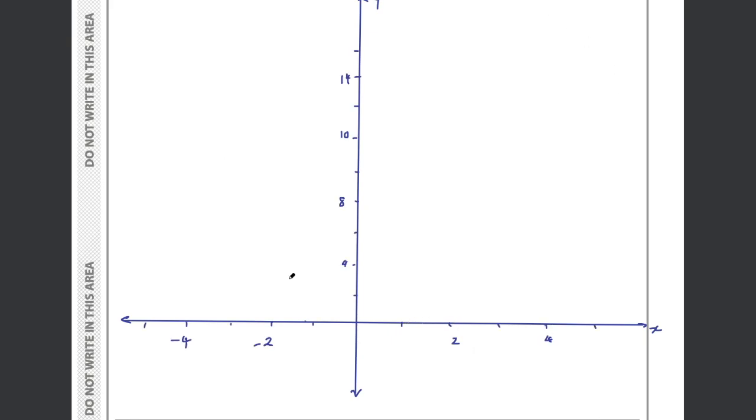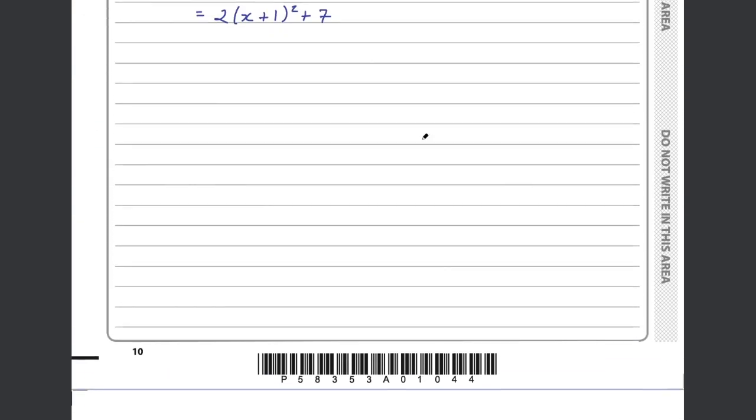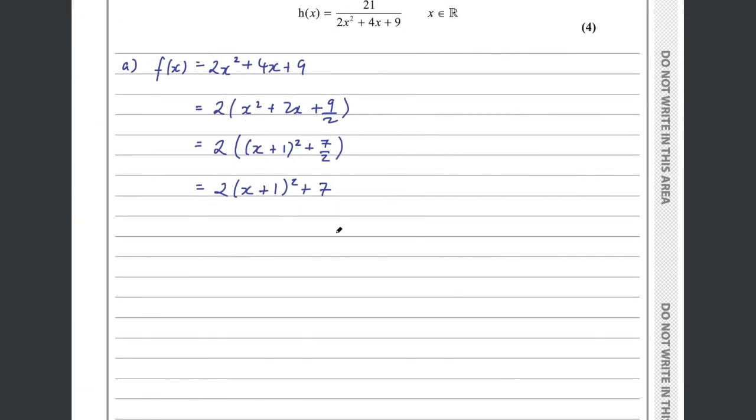Firstly, drawing up my axes and my scale. Okay, so these are my axes. I noted that the y-intercept was 9, so I went up a bit. I changed the scale a bit on the y-axis. So let's go ahead and look at the vertex for part B. Well, reading from this equation, it's going to be -1, 7. So that is in vertex form, so just reading the point straight from this equation.